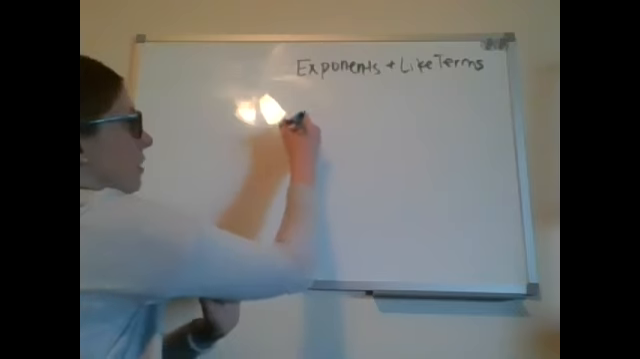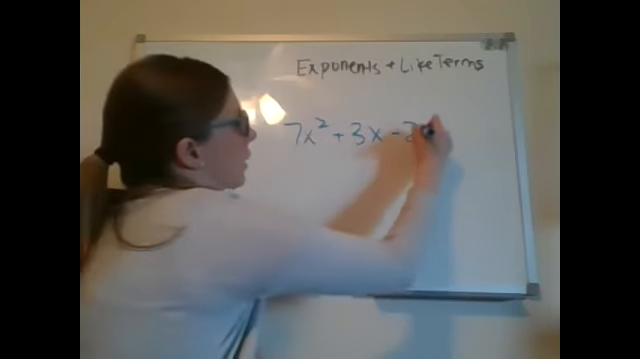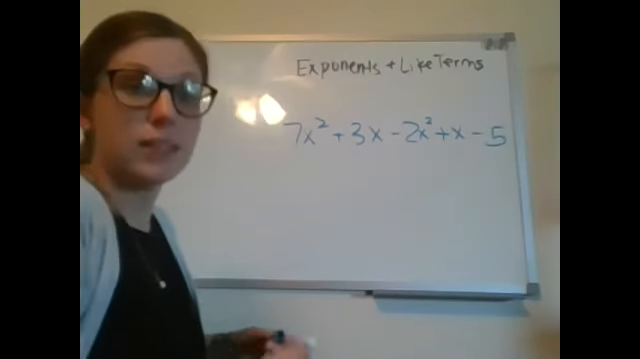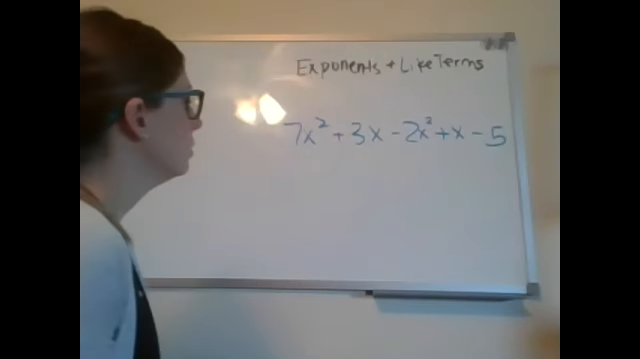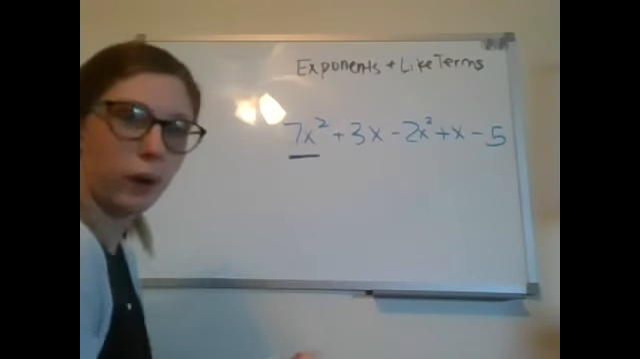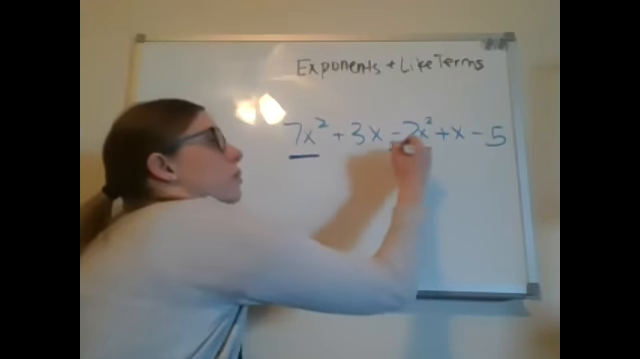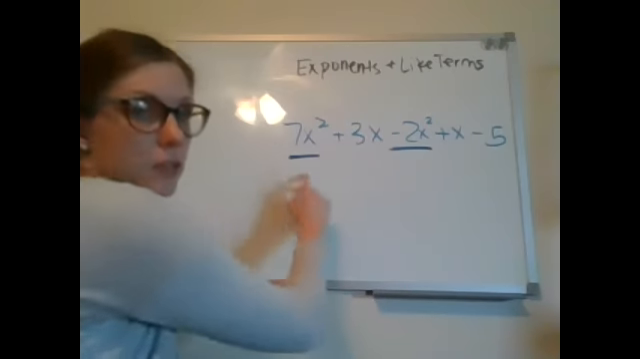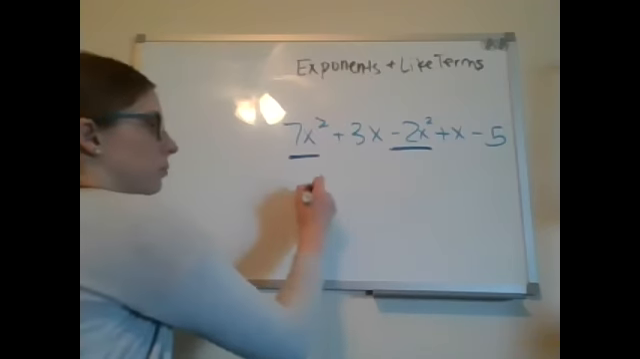All right, this one, I'm going to have 7x squared plus 3x minus 2x squared plus x minus 5. We're going to simplify by combining like terms. If I start right here with 7x squared, the only other thing in here that is a like term to this would be this minus 2x squared. Not this one or this one because those are just x's. These are x squareds. They are different. So 7x squared minus 2x squared would be 5x squared.